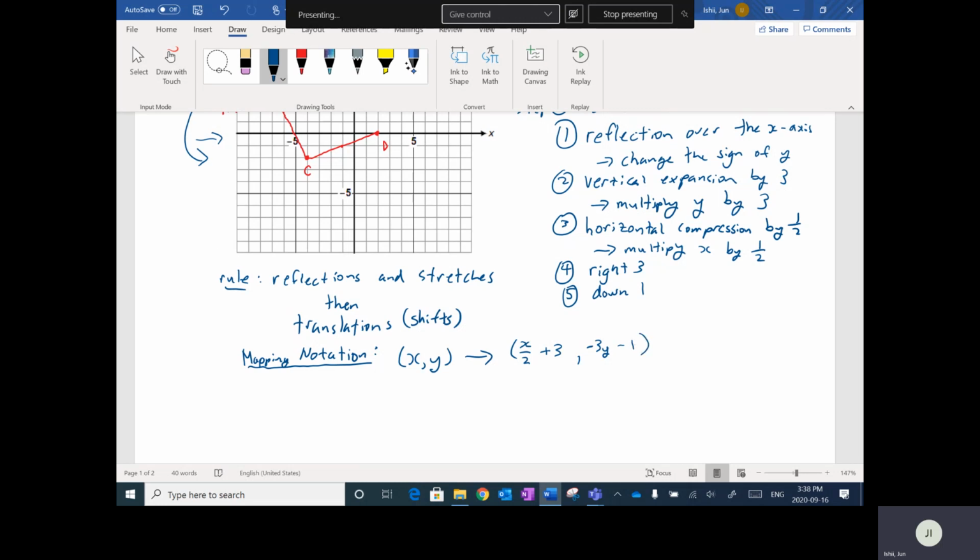Hopefully that makes sense. This is the mapping notation for this example. If I take an original point, I'm going to do this stuff. I'm going to take the x coordinate, divide by 2, and add 3. And then for the y coordinate, I'm going to multiply it by -3 and subtract 1.